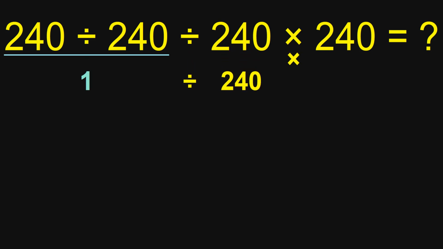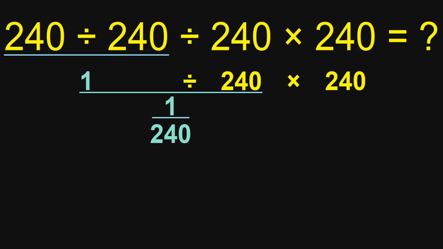240 times 240. So we have to work from left to right. 1 divided by 240 can be written as 1 over 240 times 240. Now we can easily cancel this 240 and this 240, which equals 1. So our final answer for this problem is just 1.